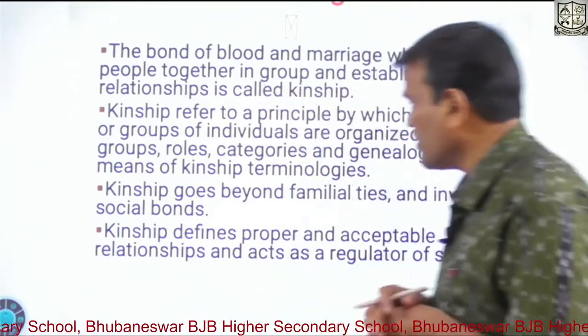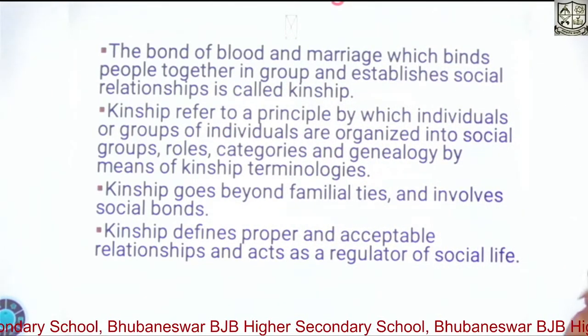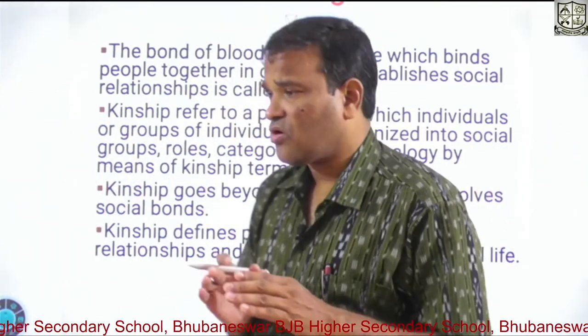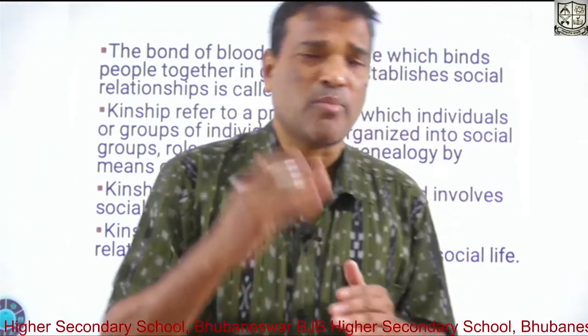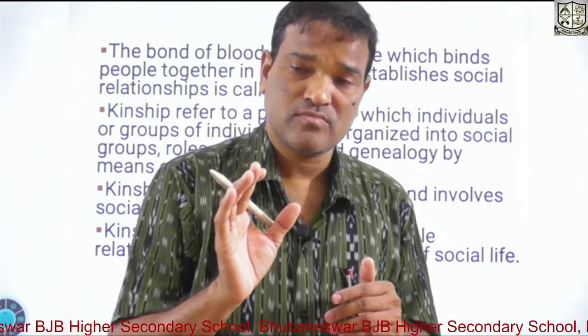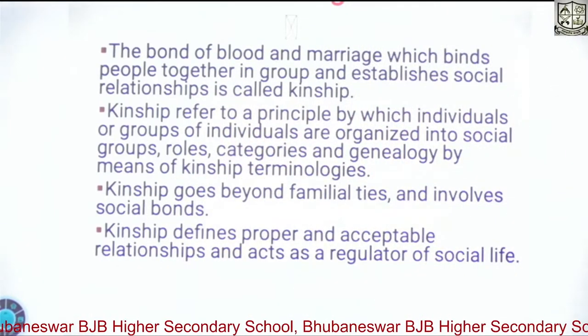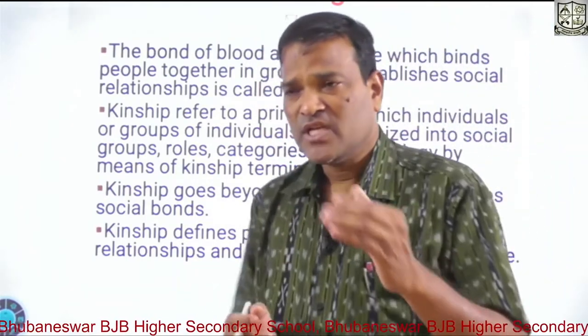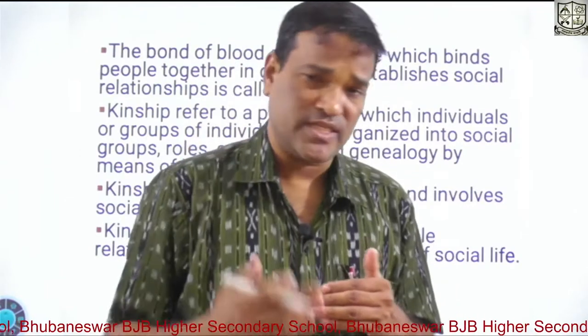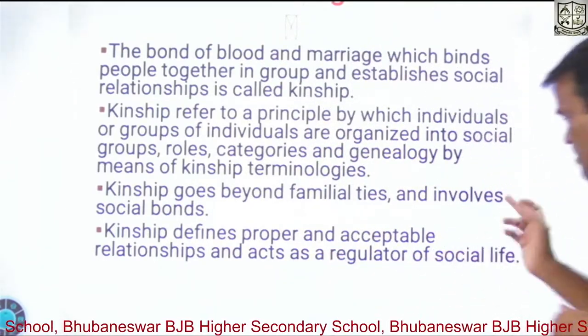So kinship goes beyond familial ties and involves social bonds excluding the familial relations. Kinship also extends to other types of social relations. So all members of the society are somehow related with each other. That may be familial relations, marital relations, or any other social relations with one another. So kinship defines proper and acceptable relationships. Acceptable relationship means the relationship that can be accepted by the society on the basis of its social customs or traditions. And it acts as a regulator of social life.